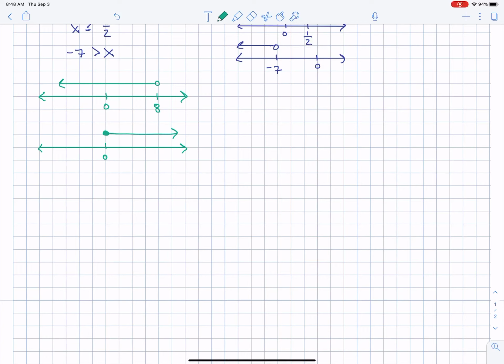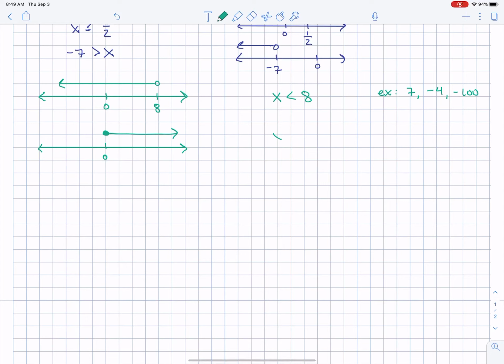Okay, so let's write some inequalities for this guy. I always like to start with the variable, and I usually start with the variable of x. And then I know that this is going to be an open circle, so it's less than, and I go ahead and put my number 8. So these are all numbers less than 8. So for example, a solution for this one could be 7, -4, -100.